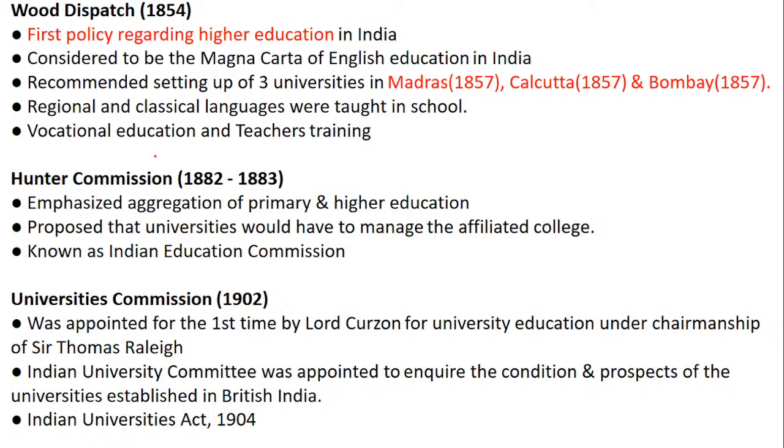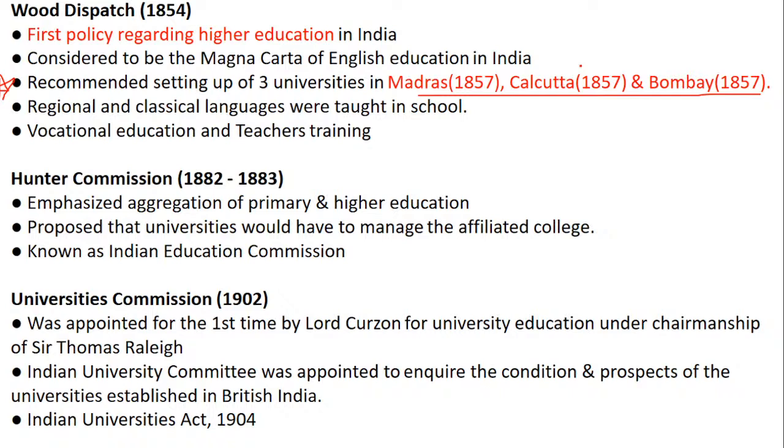Now in this question, under Wood's Dispatch, this particular point has been asked many times in previous year question papers, in different forms. Three universities were set up: one in Madras, one in Calcutta, one in Bombay. The year was common for everyone, 1857, but the dates differ. For Calcutta, it was 24th of January. For Mumbai, it was 18th of July, and for Madras, it was 5th of September.